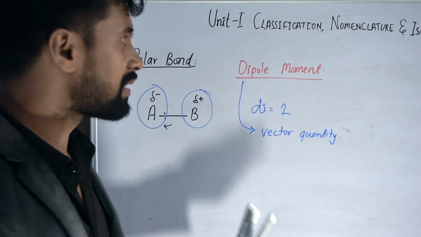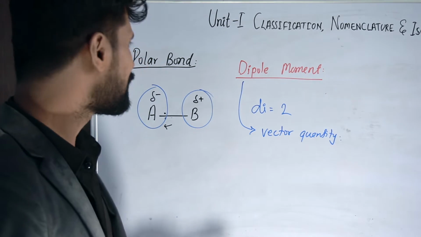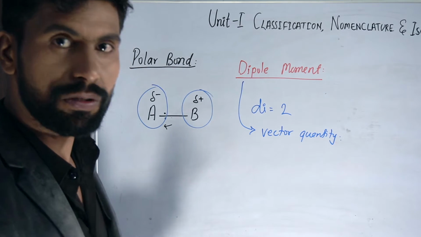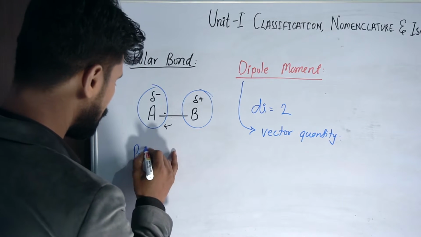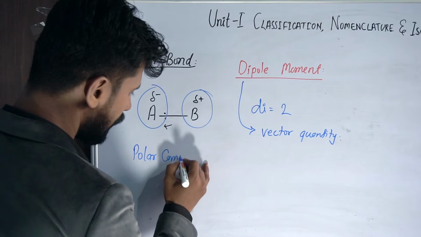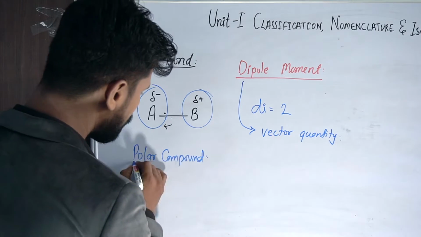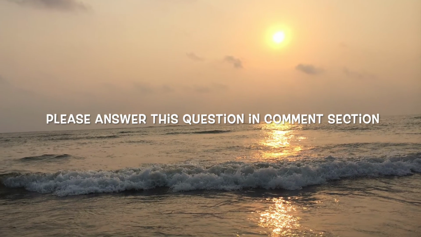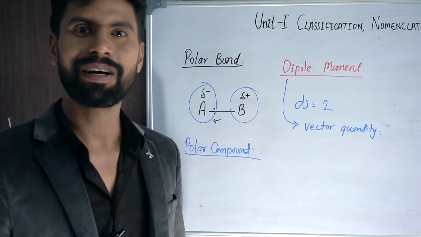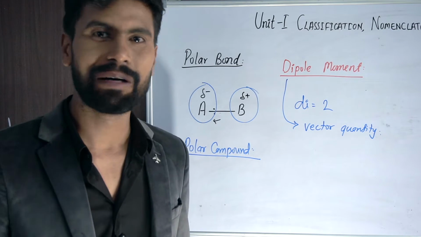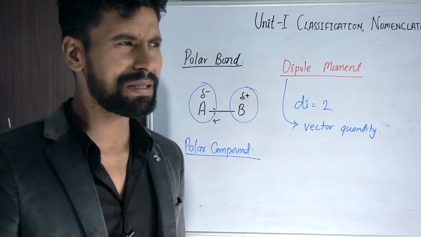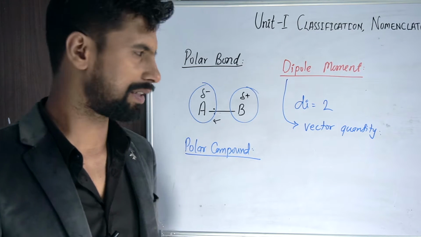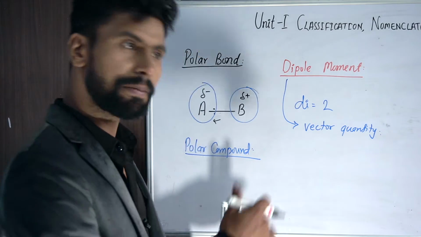Now, the next concept which we are going to discuss is about polar compound. We have already discussed polar bond. Now we will discuss about what? Polar compound. So what is polar compound? Polar compound means those compounds which have a polar bond. Okay, so this type of definition is not completely 100% correct, it is partially correct. Okay, how? We will just understand the concept, then we will see.